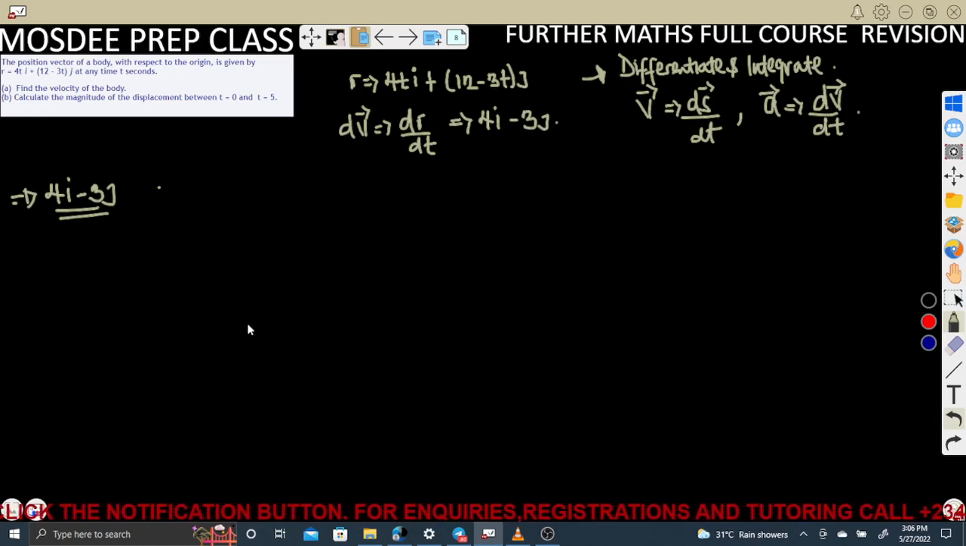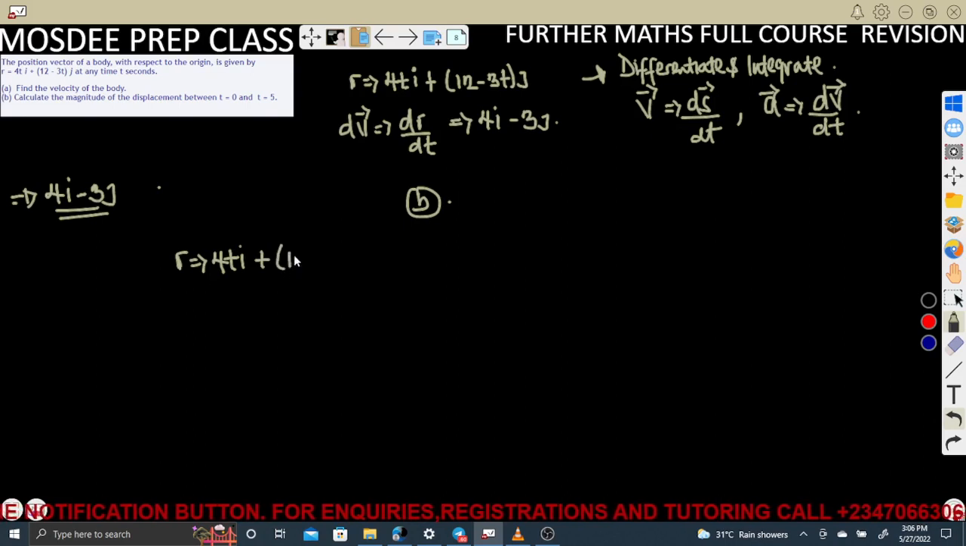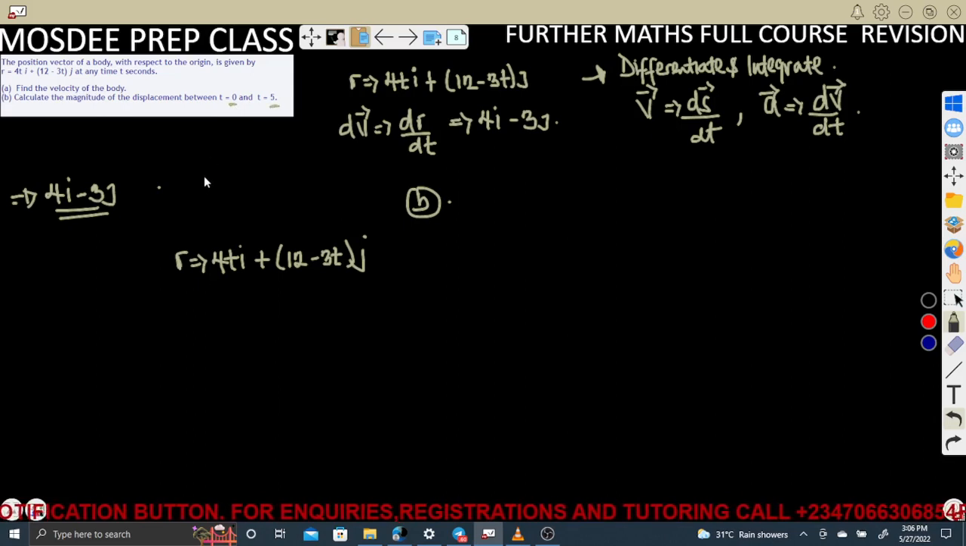Done. So the examiner now says we should calculate the magnitude of the displacement between t equals 0 and t equals 5. That means we are to look at the B part now. You can see sometimes further maths is just normal simple math. The displacement equation was given as 4t i plus (12 minus 3t) j. So you are substituting the values given, with limits from t equals 0 to t equals 5. When r is equal to, remember we are looking for magnitude.